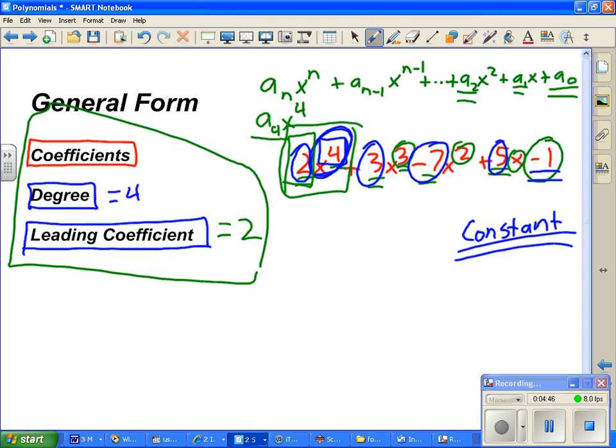Okay? What each piece is. Coefficient, number multiplied by a variable. A degree, the highest power you have that is associated with a variable. The leading coefficient is the coefficient that is with your variable with the highest degree. Okay? And again, we'll review this over and over.